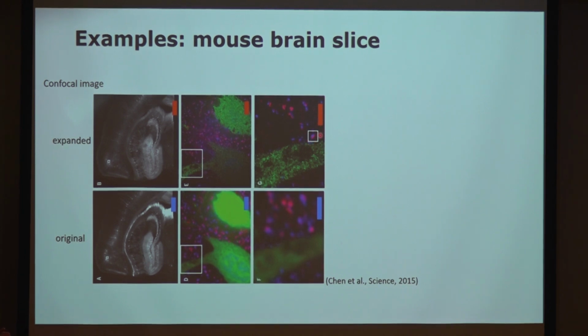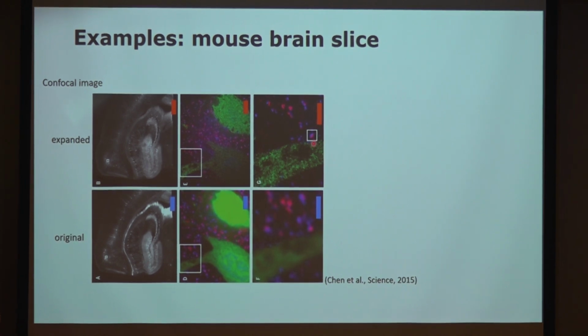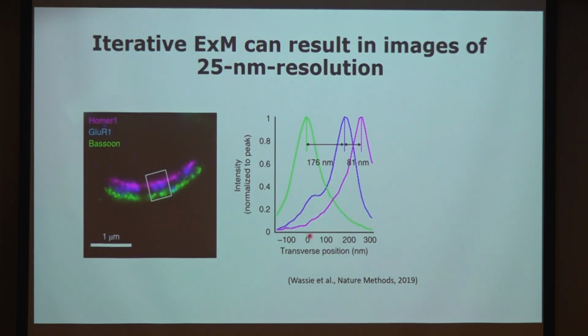And here, the boxed region, hopefully you can see, is staining of 2 different proteins. One of them is presynaptic. The other one is postsynaptic. So hopefully, in the ideal world, you'll be able to see them side by side next to each other. But you'll find that it's a detail that can only be provided in the expanded sample and not in the original sample.